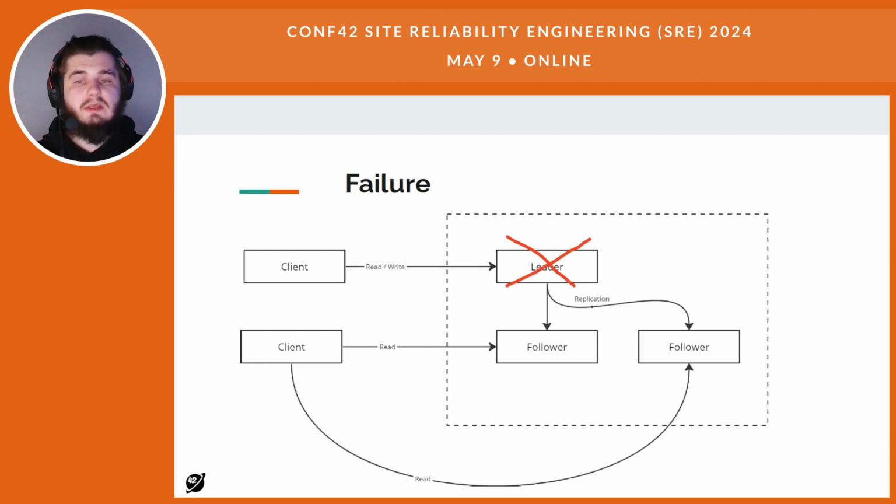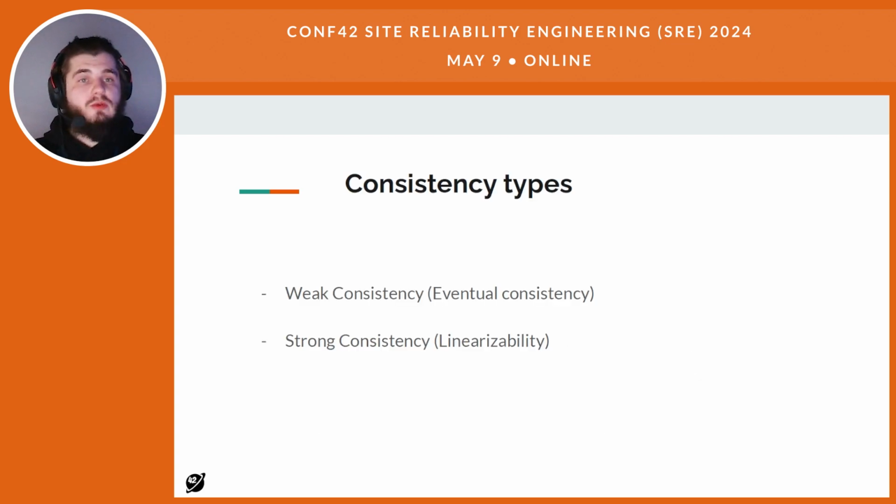But before we look at it, let's review several major consistency types. There are 2 main classes of consistency used to describe guarantees: weak consistency, or eventual consistency, and strong consistency. Eventual consistency means that the data will be synchronized on all the followers after some time if you stop making changes on the leader.